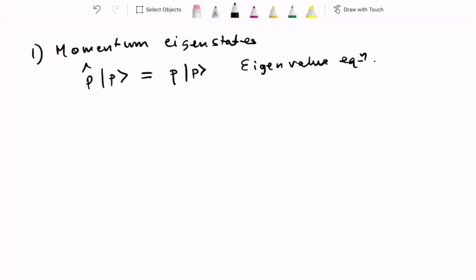Okay, and we saw that these eigenstates are Dirac orthonormalizable, which means that you have this relationship <p'|p>. If you just take two of them, the scalar product of two of these eigenstates is delta(p' - p). So this is the property of Dirac orthonormalizability.